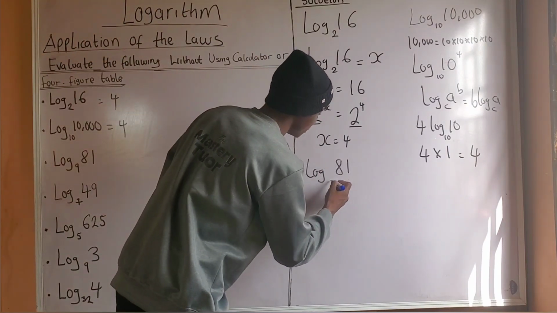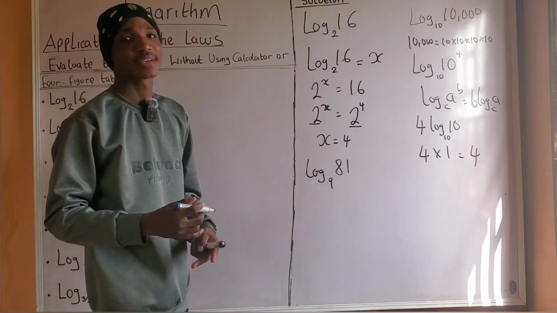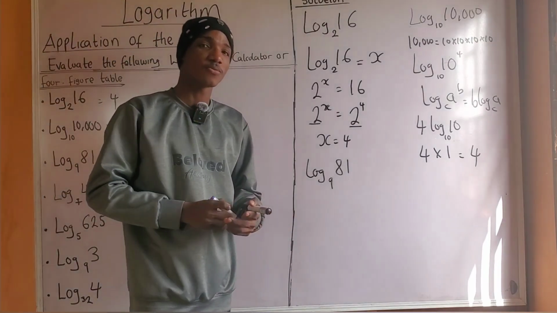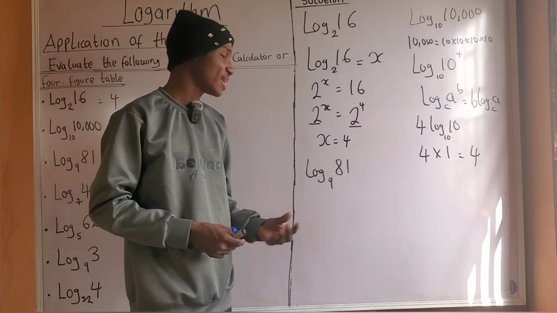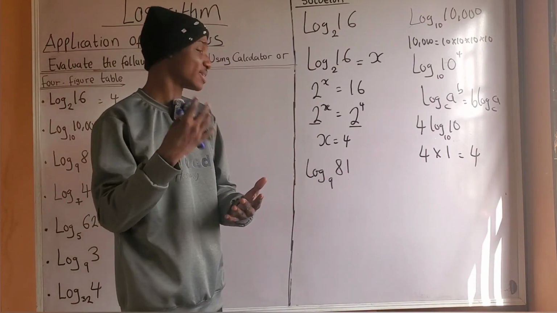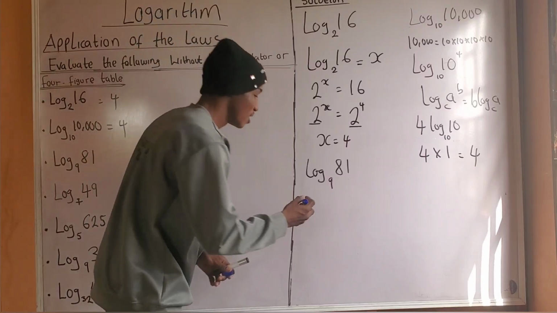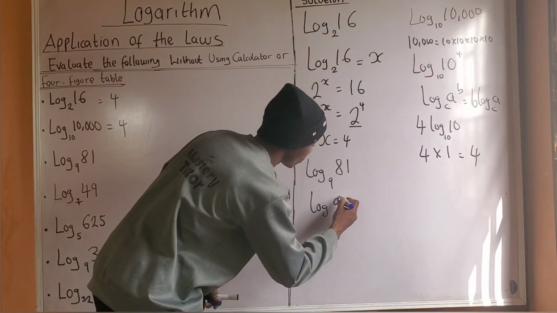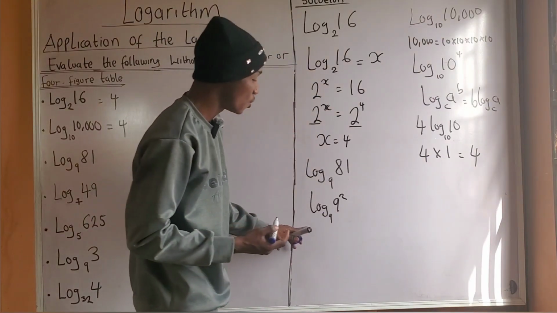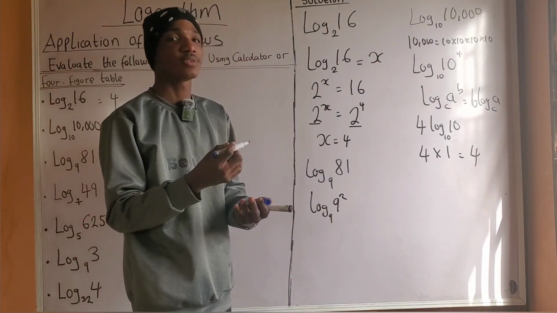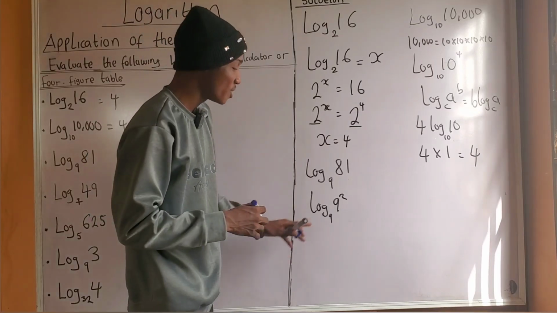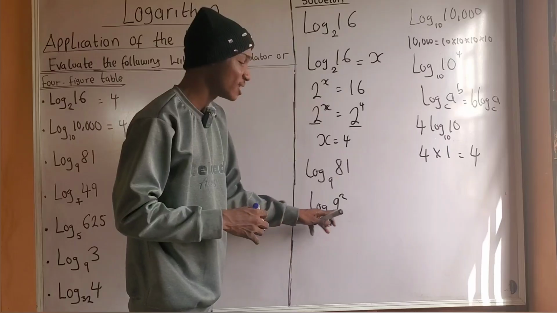Now, 81 can be written as 9 raised to the power of 2. Anytime you are confronted with this kind of question, kindly pay attention to the base. So I'm going to have log 9 raised to the power of 2 base 9. Now, according to log of a power, if you have the logarithm of a power, the result will be the product of the power and the log. Now, we have the logarithm of 9 to the base 9 raised to the power of 2.